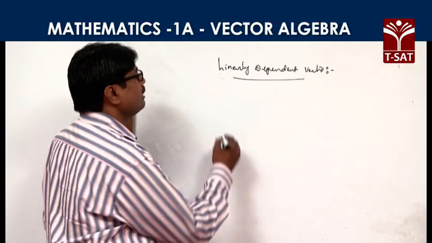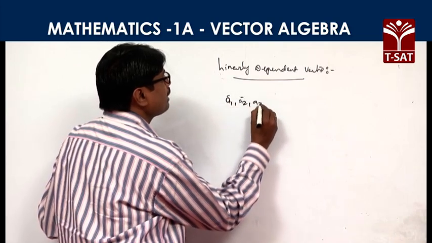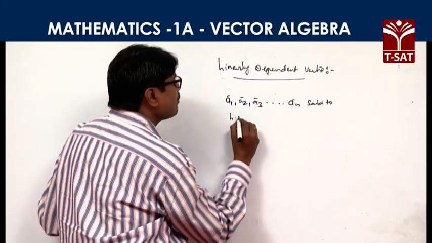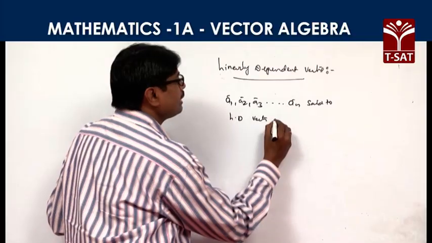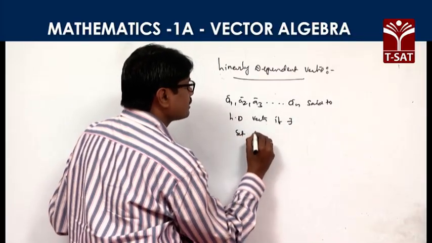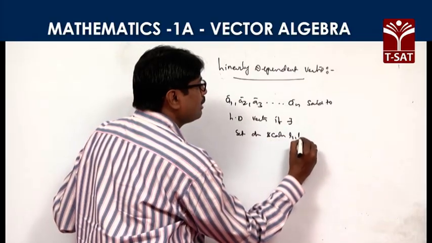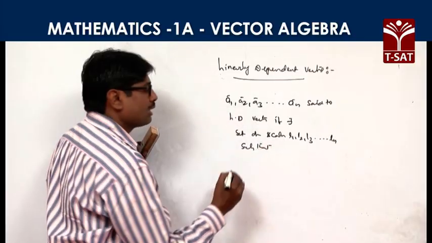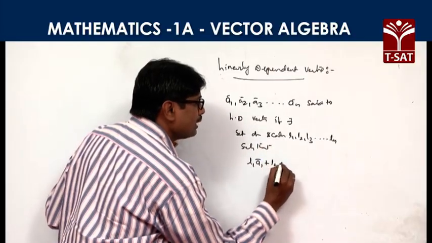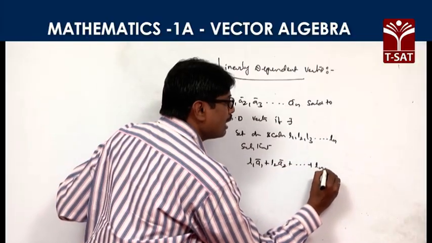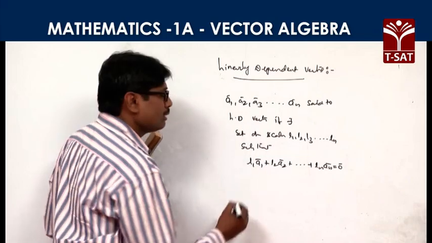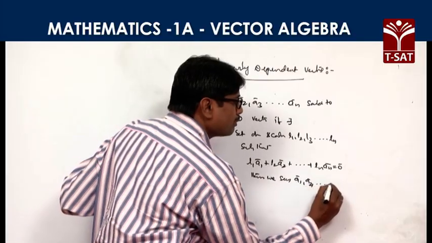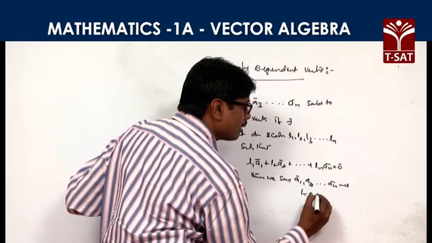A set of vectors A1 bar, A2 bar, A3 bar and so on up to An bar is said to be linearly dependent if there exists a set of scalars L1, L2, L3, up to Ln such that L1 into A1 bar plus L2 into A2 bar and so on up to Ln into An bar is equal to 0 bar. Then we say A1 bar, A2 bar, up to An bar are linearly dependent vectors.